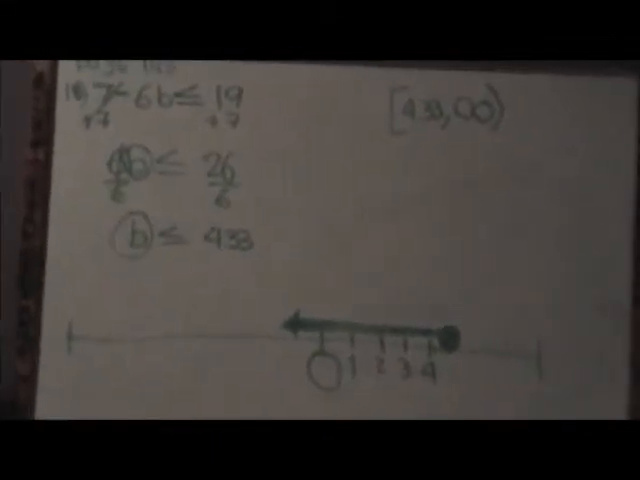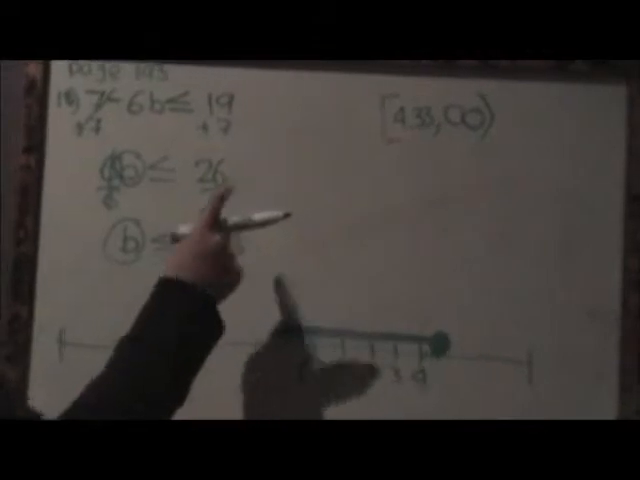And here is less than or equal to 26 divided by 6. The same thing as we make here, that is 6 and 6 here. So 26 divided by 6 is 4.33. So the answer will be b is less than or equal to 4.33. So is here.